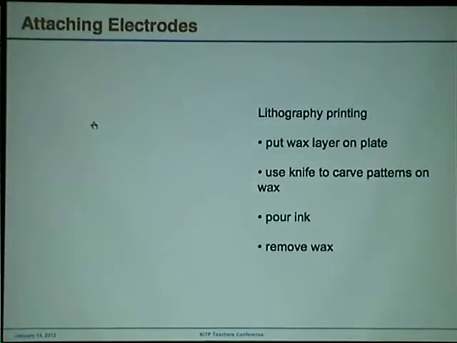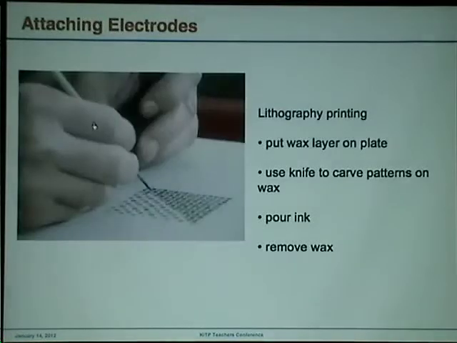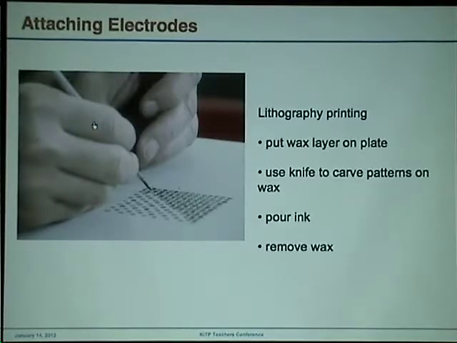Okay, so how do we attach the electrodes? After all, graphene is only one atomic layer thick. It's not very big, and even the width and length are not very large. So we use lithography, so-called lithography printing. You all know what lithography is, right? People have been doing this for ages. You put a wax layer on the plate and use a knife to carve the pattern on the wax. You pour ink so that it stains where the pattern is, and then you remove the wax, and this will give you the pattern.